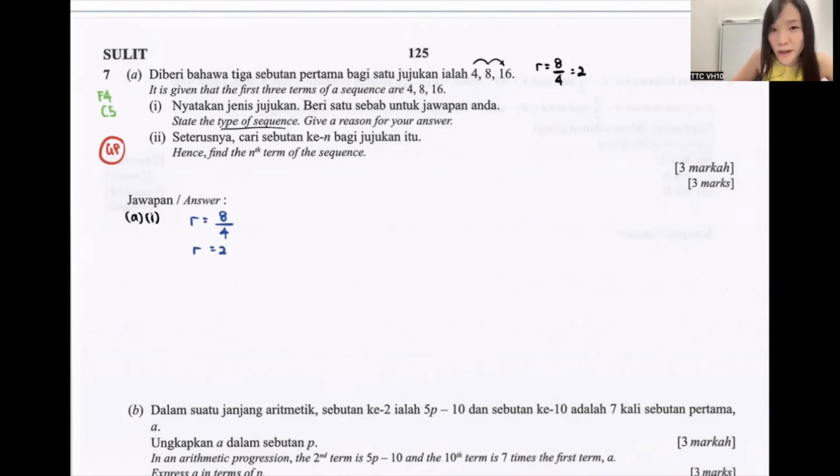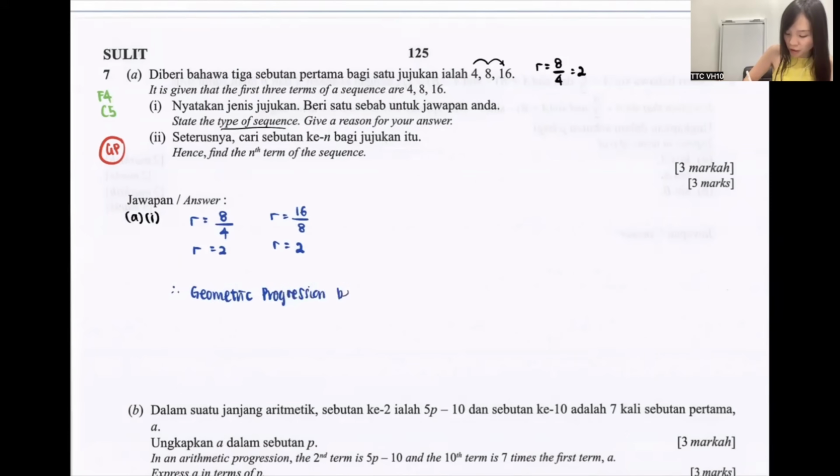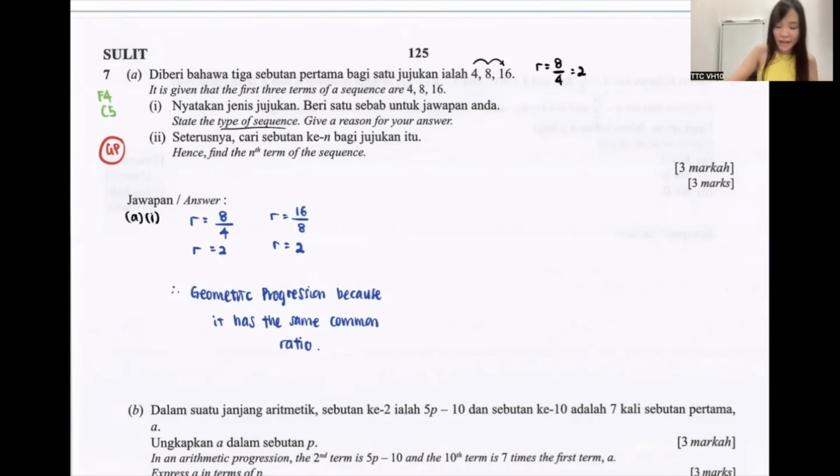But is that the only way to find common ratio? No. Common ratio also can be found using the third term divided by the second term. So the third term divided by the second term, isn't it a common ratio? Still 2. So therefore, they say what form is this? So you can tell them, this is a geometric progression. Then they say state a reason more. So you're going to say because it has the same common ratio, my dear. I even show them the working, so impossible they will deduct my marks. My dear, done. So this one is done.